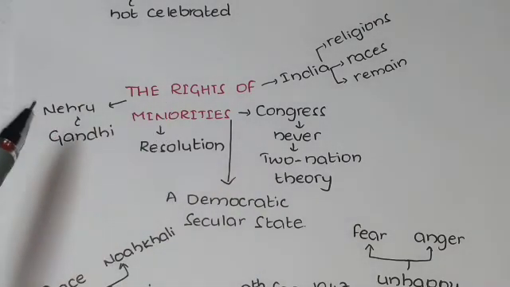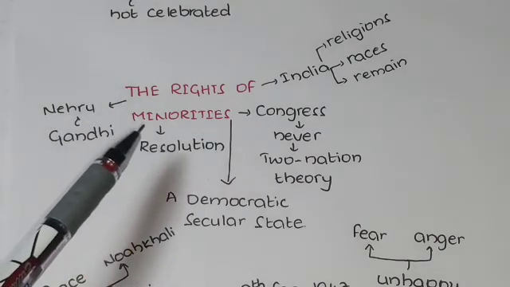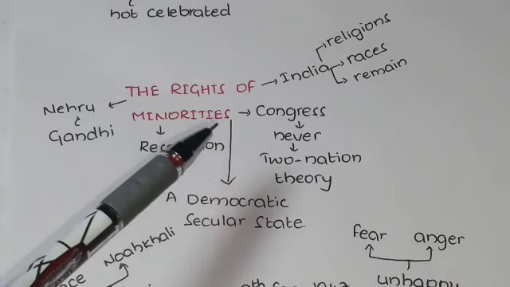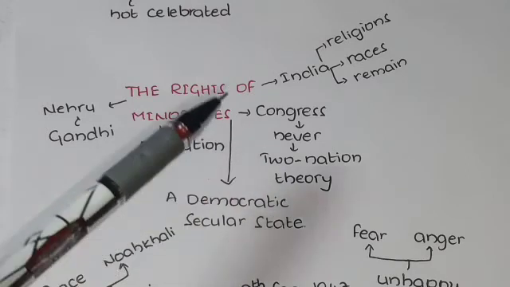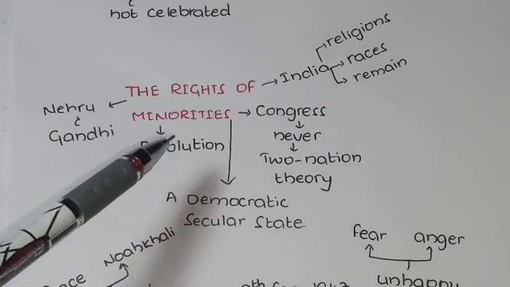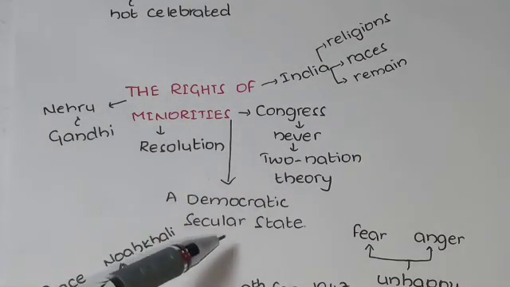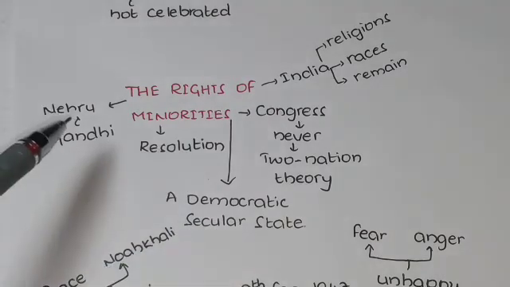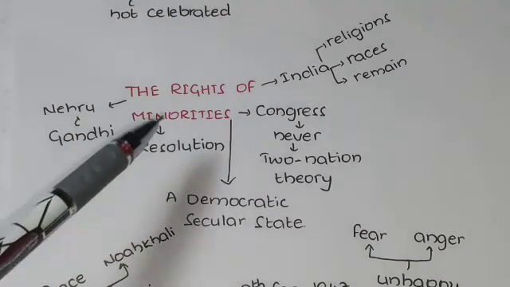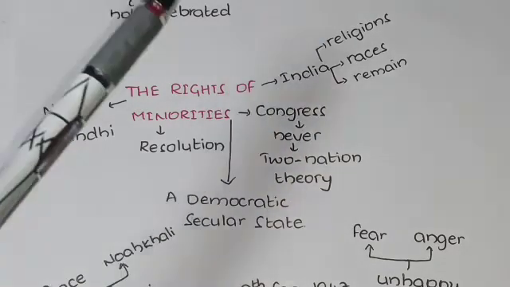So, because of Gandhi and Nehru, the resolution on the rights of minorities was passed in India. The Congress never accepted the two-nation theory. Compared to Pakistan, India remained a democratic secular state, but Pakistan remained a non-secular state. And in India, we have many religions and races, and it remains so.